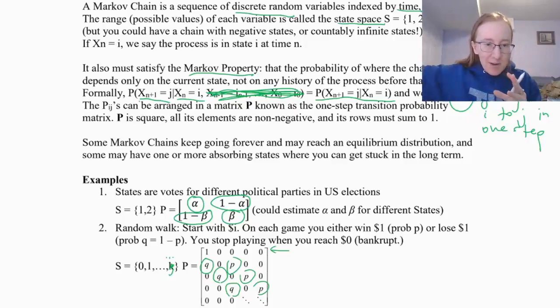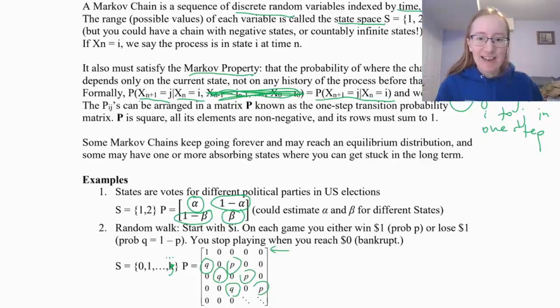So you're allowed to go arbitrarily far into the negative values, and then the matrix would be infinite in both directions. There are some neat results for that. We could also put a barrier at the top.